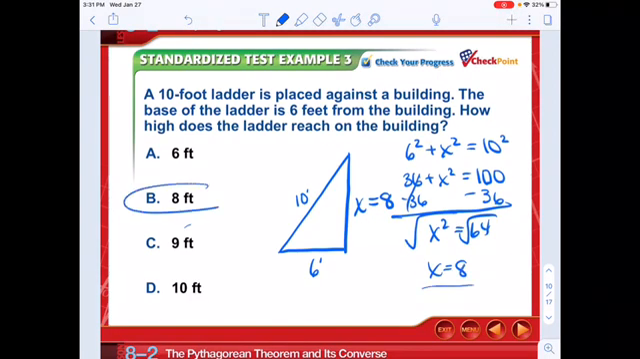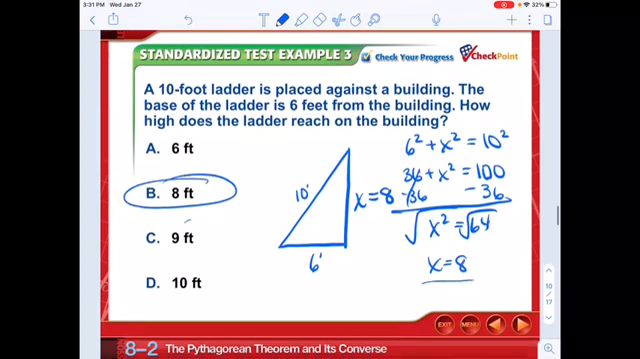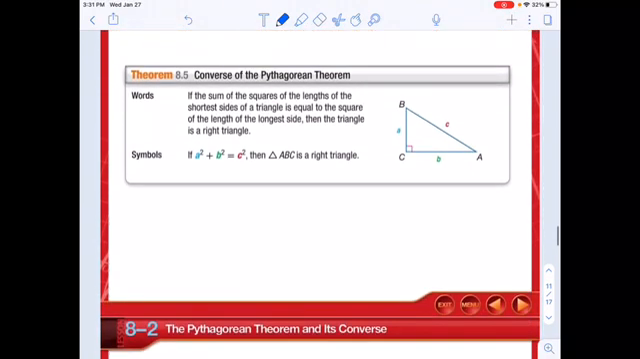And it does turn out to be 8 feet. Alright, so we have the converse of the Pythagorean theorem now. If the sum of the squares of the lengths of the shorter sides of a triangle is equal to the square of the length of the longest side, then the triangle is a right triangle. So basically it's saying if this is actually true, then it is a right triangle. If it's not true, then it's not a right triangle.